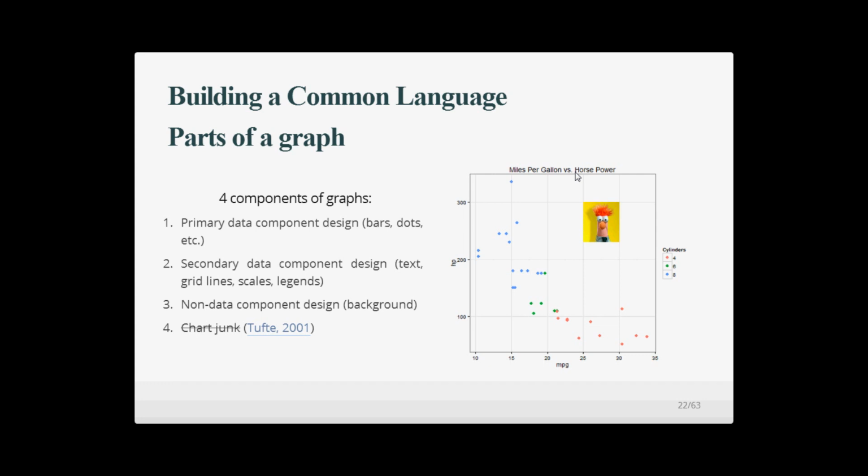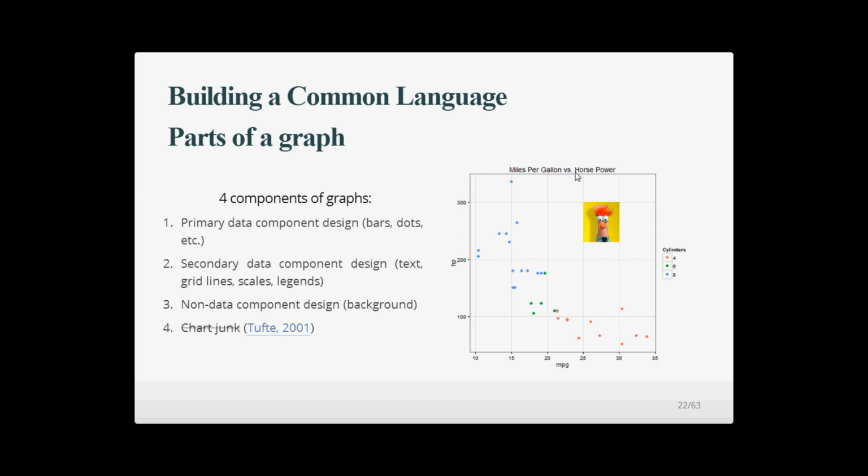So this secondary data design, that's your text, grid lines, scales, legends, and things like that, title. They play a supporting role. They really should not be in the forefront. They shouldn't be overshadowing or overpowering the primary data components. Tufte puts it this way: above all else, show the data. And that's what you want to do. Show the primary data component first, and the secondary data component design, that plays a supporting role.